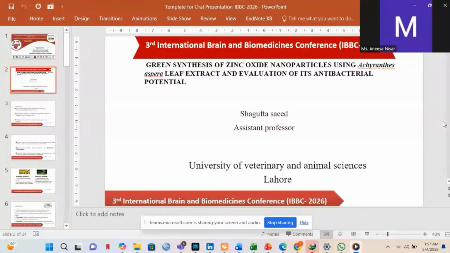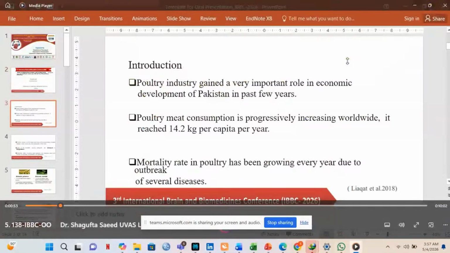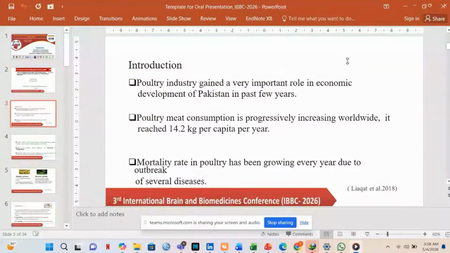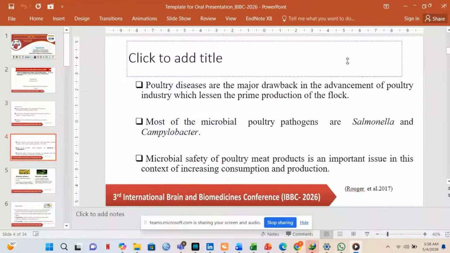First of all, introduction. The poultry industry plays a very important role in the economic development of Pakistan, and poultry meat consumption is progressively increasing. Worldwide it reaches 14.2 kilograms per capita per year, and the mortality rate in poultry has been growing every year due to outbreaks of several diseases. The major drawback in the advancement of the poultry industry, which lessens the prime production, is microbial pathogens, most of which are Salmonella and Campylobacter. Microbial safety of poultry meat products is an important issue in the context of increasing consumption and production.